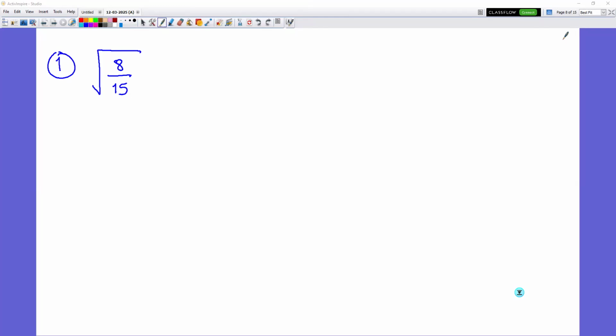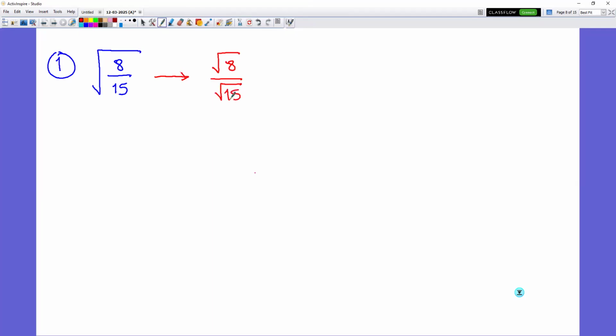So what we have here is the square root of 8 over 15. Now, the first thing you'll do is just try to see if you can simplify the square root of 8 over 15, but you cannot. So what we're going to do is rewrite the problem in this way. Basically it'll be just the square root of 8 over the square root of 15.